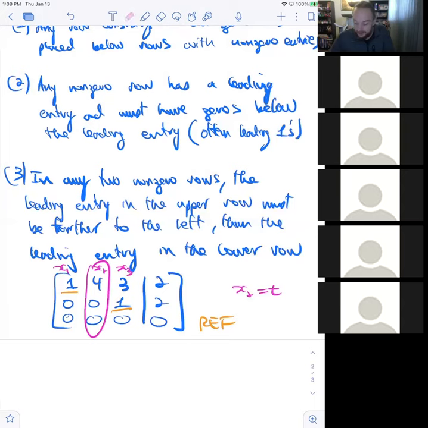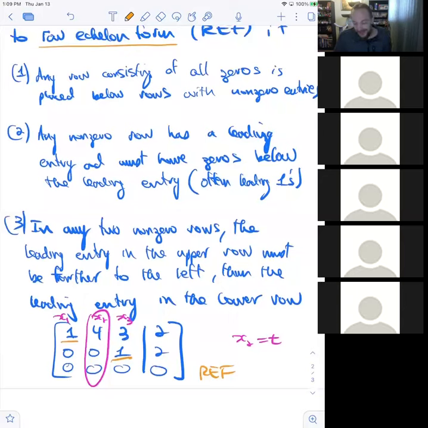And then what are our other conditions? 0 rows at the bottom. If I have any leading or non-zero rows, then the leading entries have zeros below them, which I have in this case. I have zeros below this one, and I have zeros below this. So that's the condition that works. And then finally, I want to have in any two non-zero rows, in this case, I just have two non-zero rows. In the upper row, I have that the leading one is farther to the left than the leading one in the second row. And that's what they want. And then eventually you're going to get this staircase.